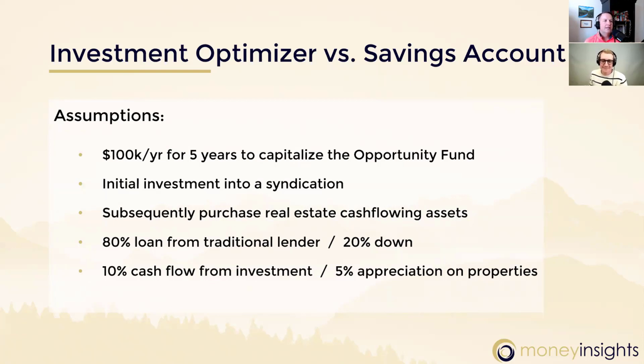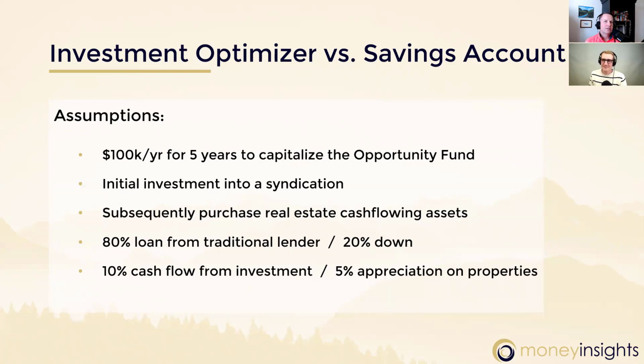So with the investing, specifically what we're going to do is say for these properties we're going to purchase, we're going to get an 80% loan from a traditional lender. And then we're going to have 20% that we're paying down. That 20% down, on the left-hand side, you'll see us using the investment optimizer for that 20%. On the right-hand side, you'll see us using the savings account for that 20%. Again, create more cash flow, churn that all back into the process, go back out, invest again.